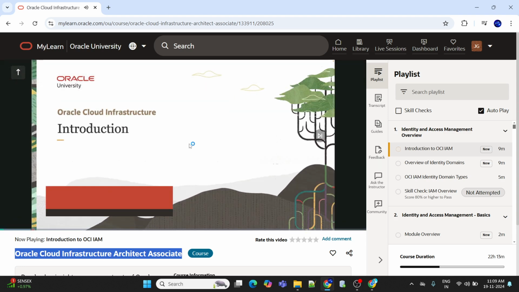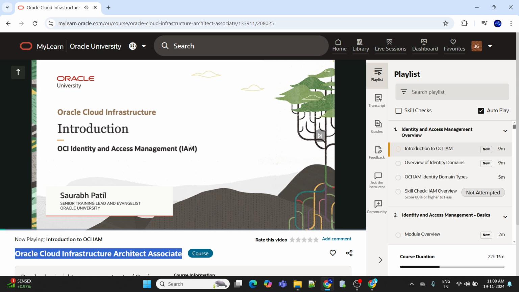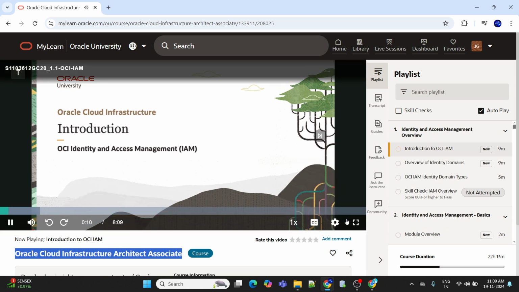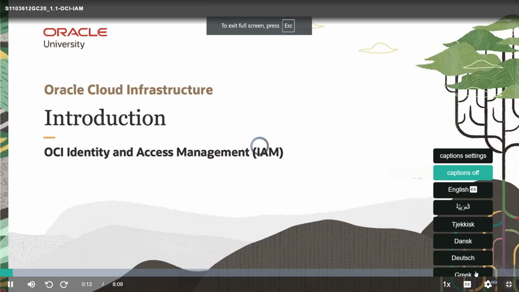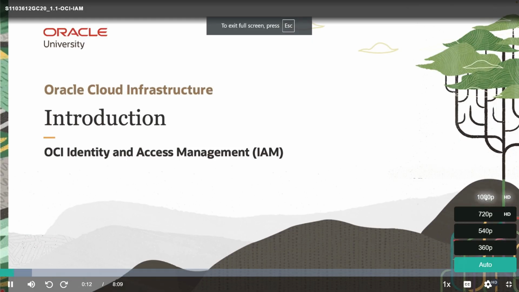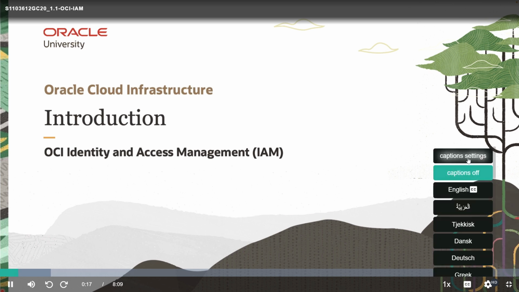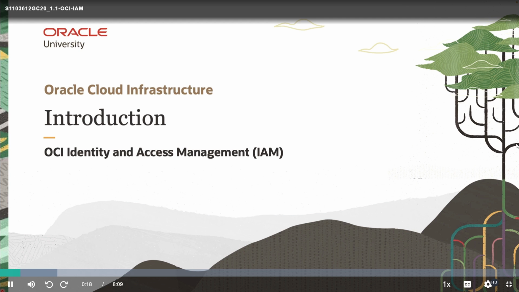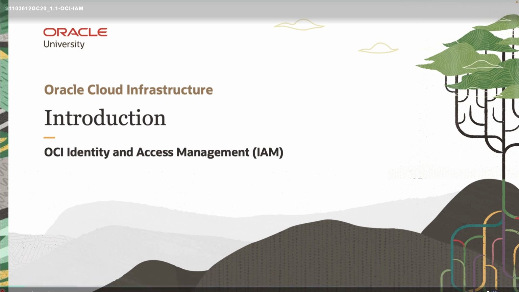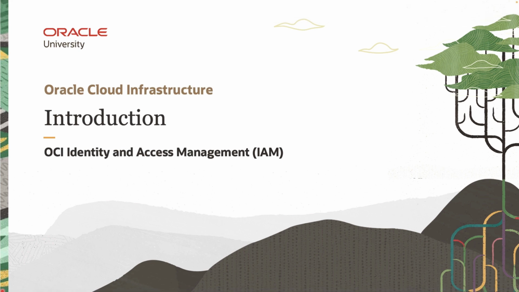Hello and welcome to this lesson on OCI Identity and Access Management Service. We also call it OCI IAM. In this lesson, we will look at the core constructs of this particular service, including authentication, authorization, and also the IAM components like identity domains, compartments, users, groups, policies, and many more.